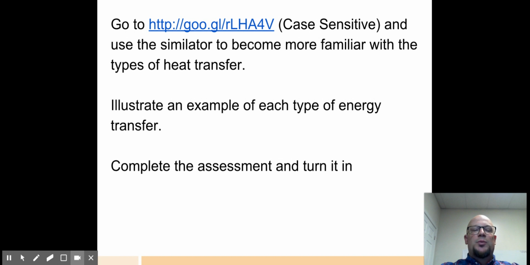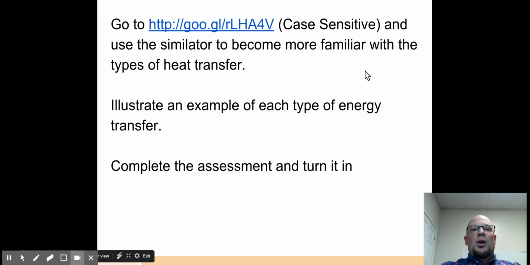If you have questions at this point, there's a place in your notes to illustrate an example of each type of energy transfer. After you've illustrated the example, there's an assessment that's there, the very back page, for you to be able to complete and turn that in. Feel free to ask questions. If you don't understand, make sure you're getting a concept of what each one of these things are before you do the assessment, or even while you're doing the assessment, to get an idea of each one of these types of transfer.